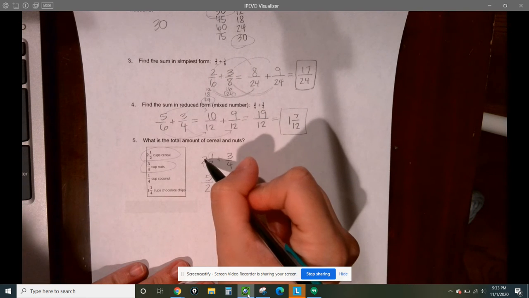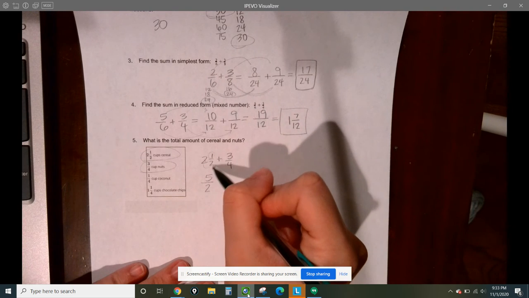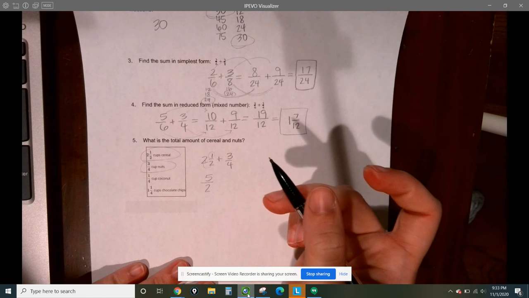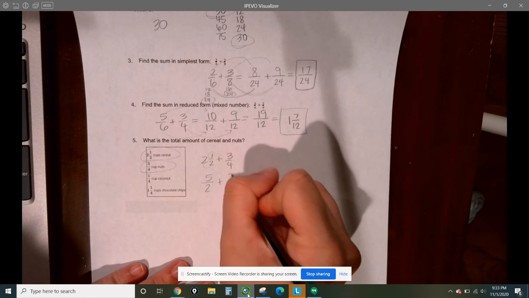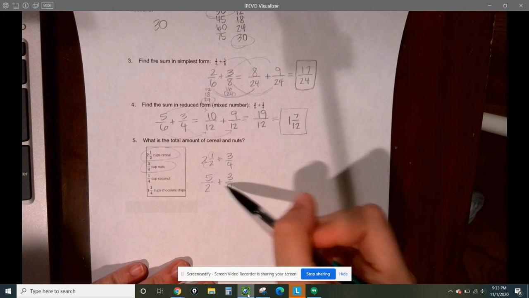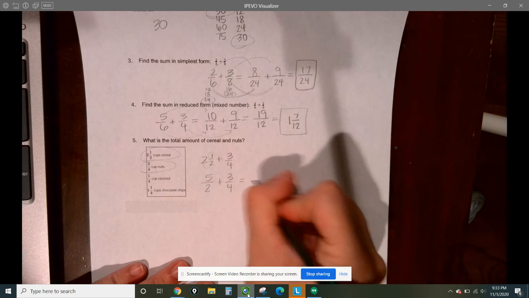You can also think about 2 wholes. How many halves is that? That's 4 halves, plus this 1 half is 5 halves. However you want to turn that back into an improper fraction. And I'm going to add that with 3/4. So when we're adding and subtracting fractions, we have to have a common denominator. So the common denominator for these ones is going to be 4.